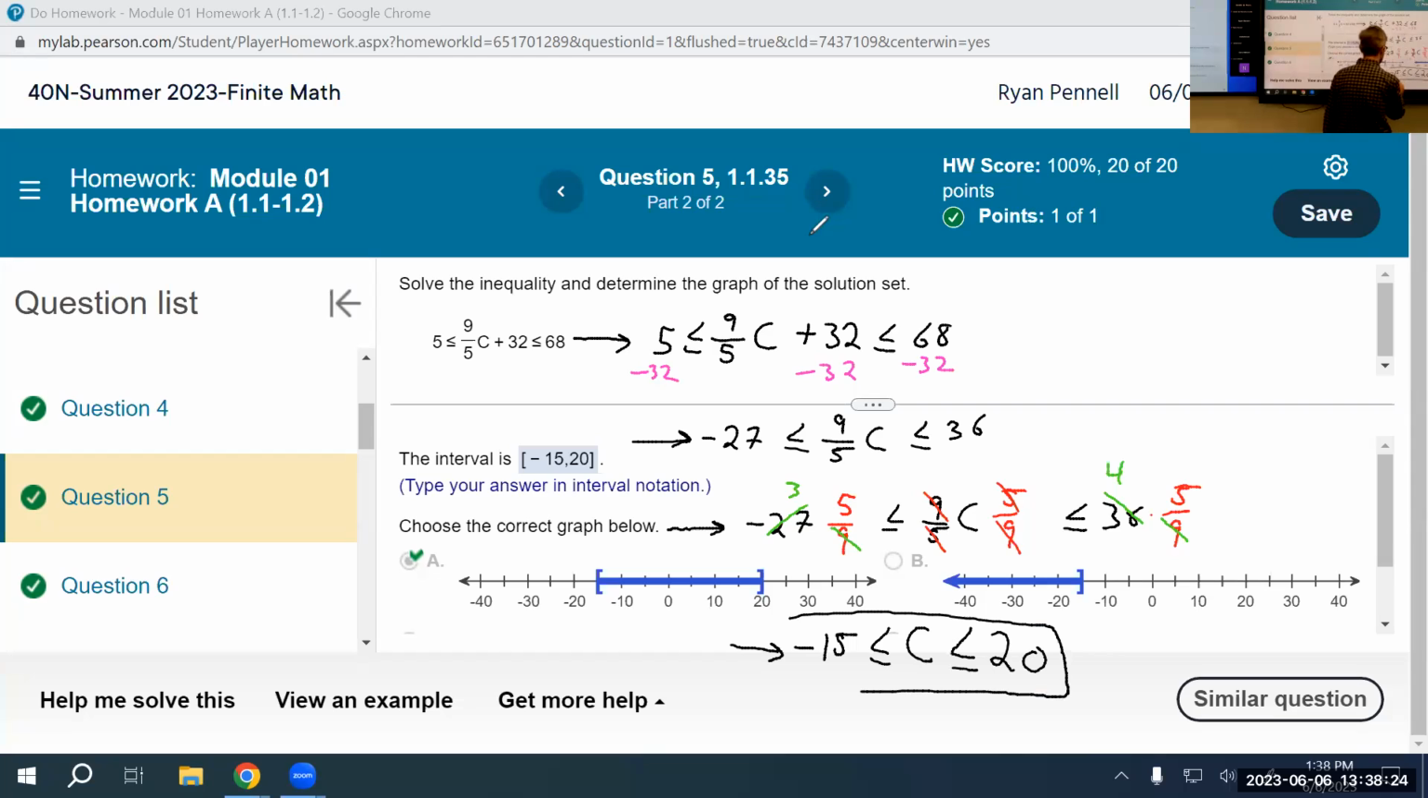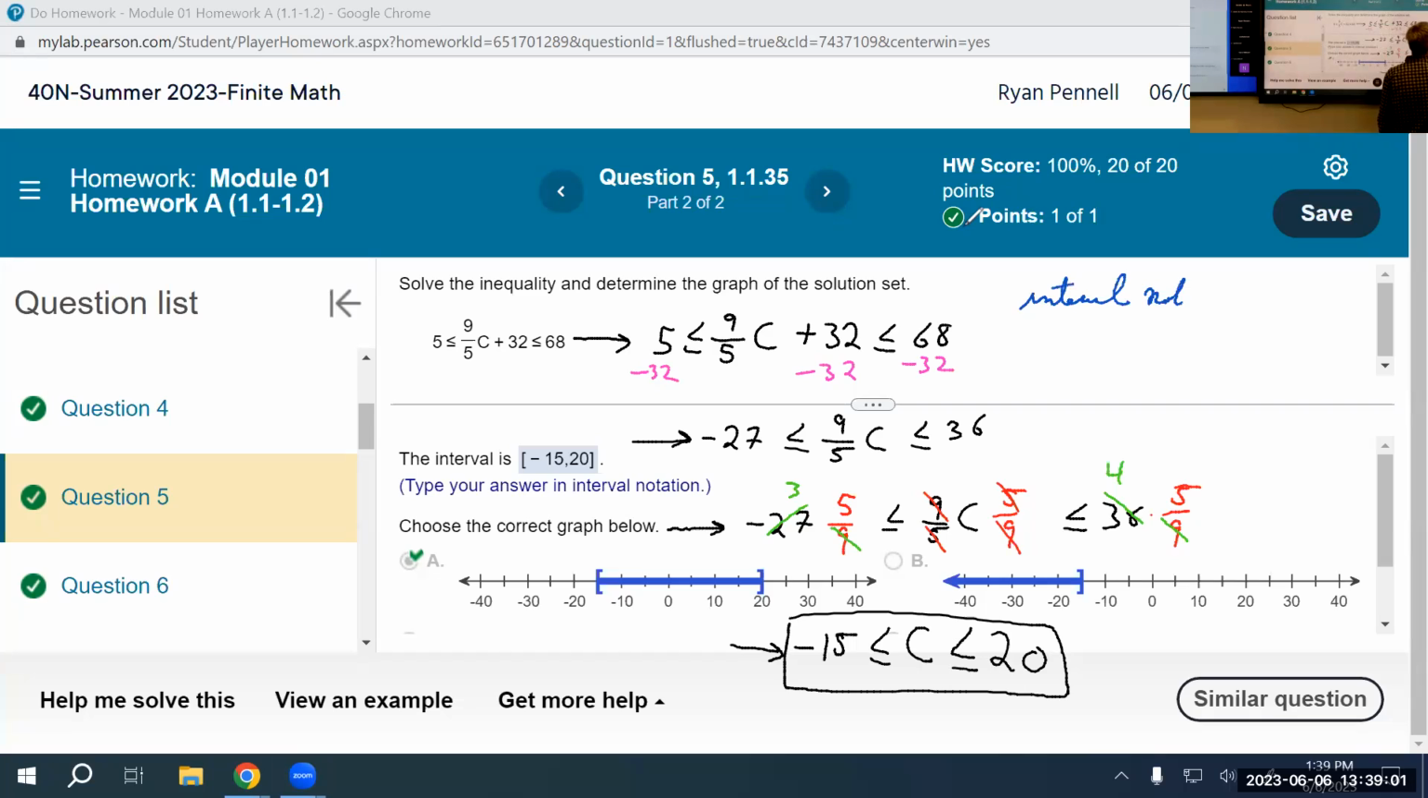My work. Now, what I want to do is answer the question how MyLab understands it. And it says, what is the interval? The way I have it, it's written with inequalities, but it wants it as an interval, in interval notation. In interval notation, we're either going to use parentheses or brackets. Let me switch colors for a small lesson review.